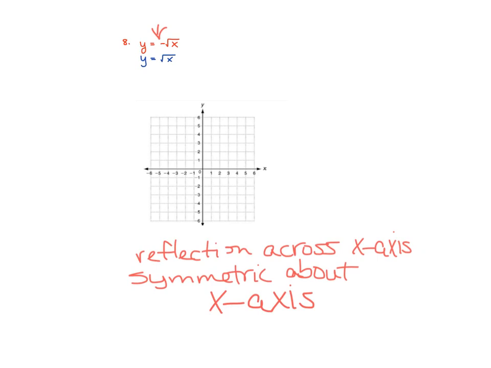So for this one, I'm going to graph the parent first. So remember it was 0, 0, 1, 1, 4, 2. Then I'm going to graph the symmetric. So it's like a symmetry. So same number of spaces away from the x-axis. So 4, 2 here.